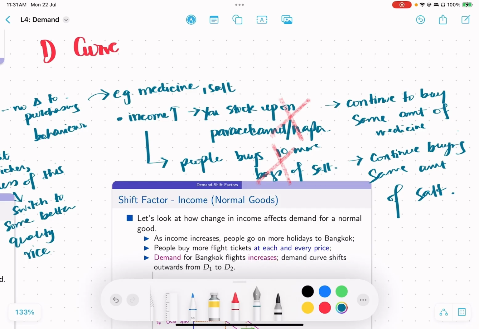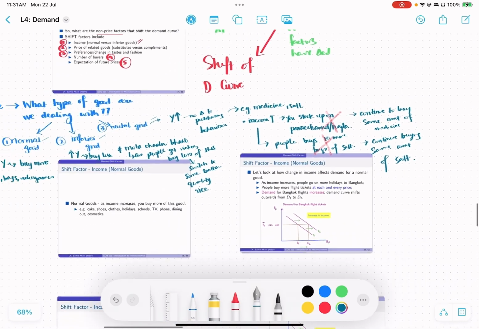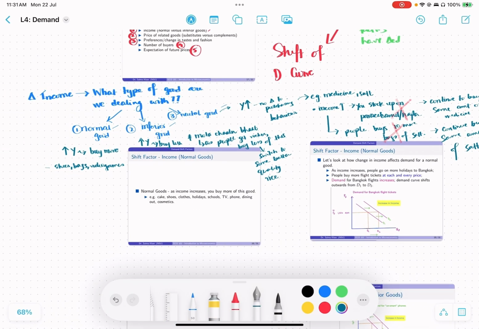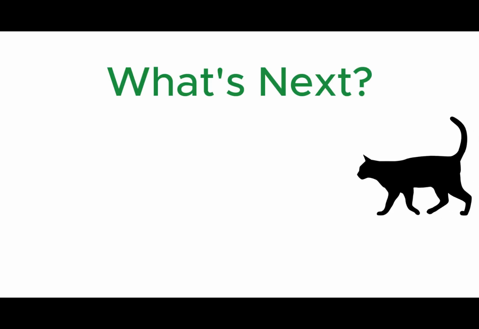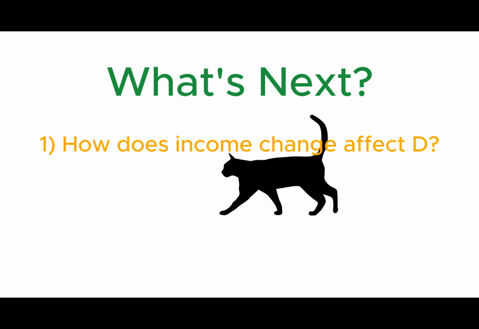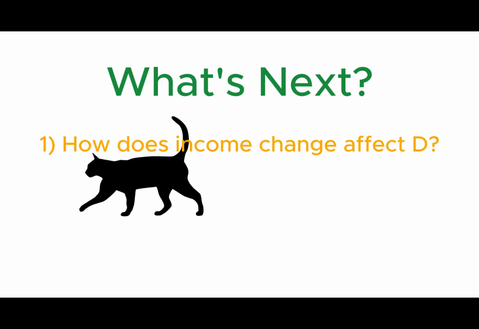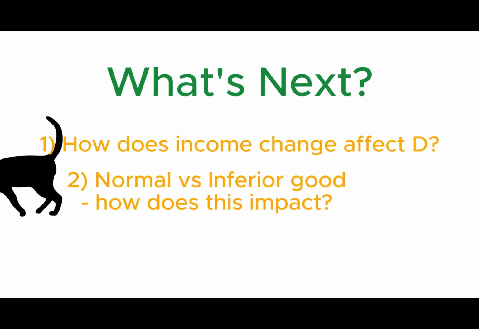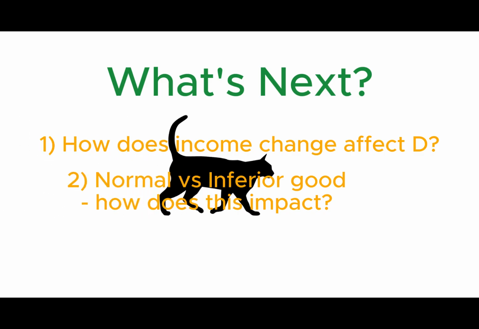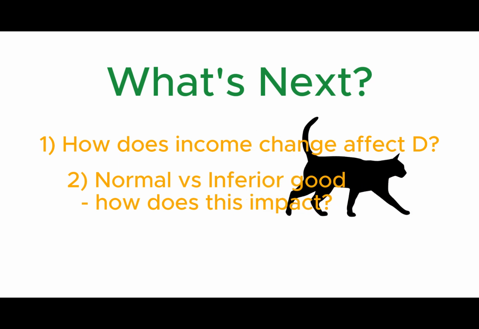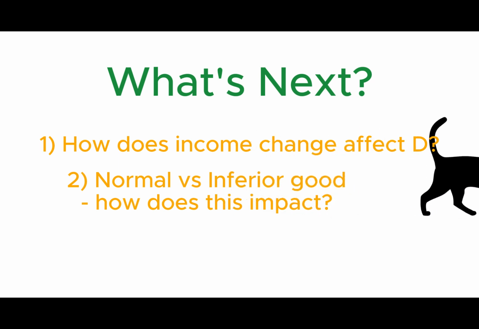Okay, so that gives you a summary of the three types of goods that we think of whenever we think of a change in income. In the next video, we're going to look at two things. Firstly, we're going to see how a change in income can actually affect demand and subsequently the demand curve. Further, we're also going to see how the impact on demand actually varies based on whether we're looking at a normal good, an inferior good, or a neutral good.